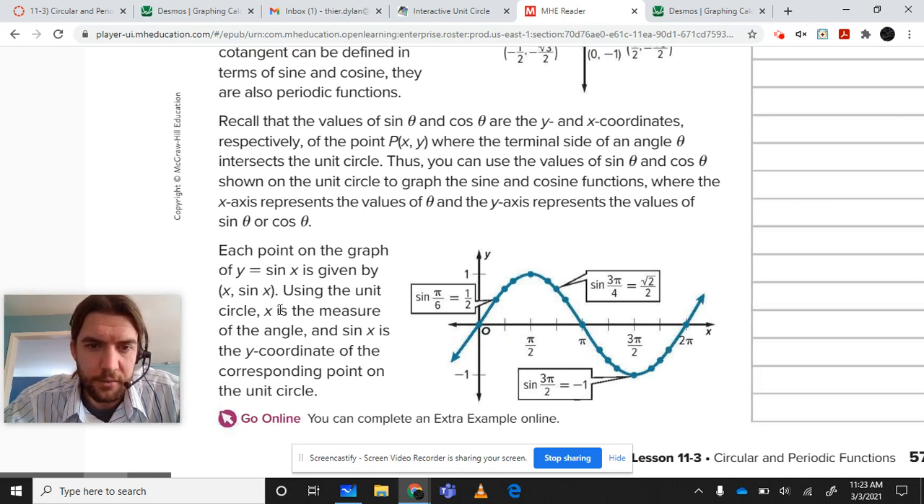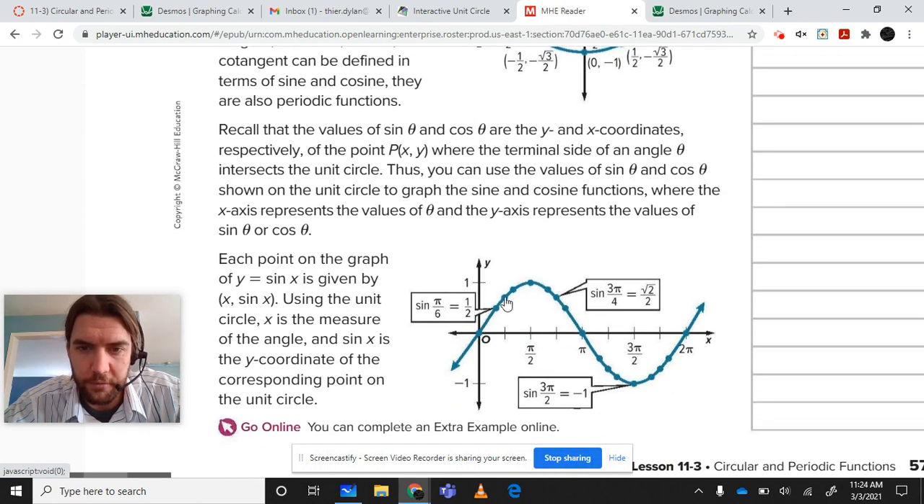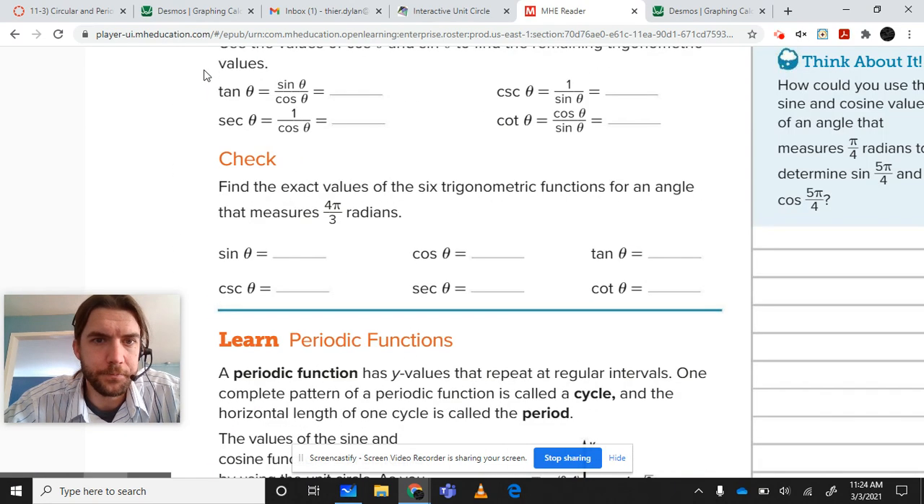Using the unit circle, x is the measure of the angle, and sine of x is the y coordinate of the corresponding point on that unit circle, right? That's where we were traveling around looking at the y values. So if we just looked at all these y values, all the right-hand values on all of these coordinates, those are the values in order as they go up and down on that graph.